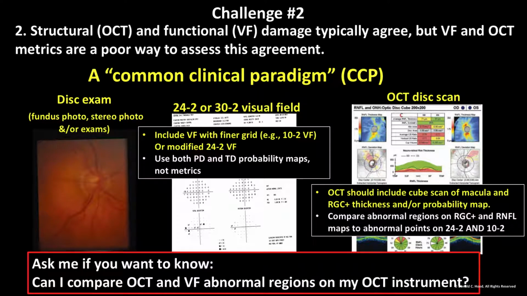At this point at the SIG, we had a discussion section. I'll pause for a moment and then proceed to challenge number 3.